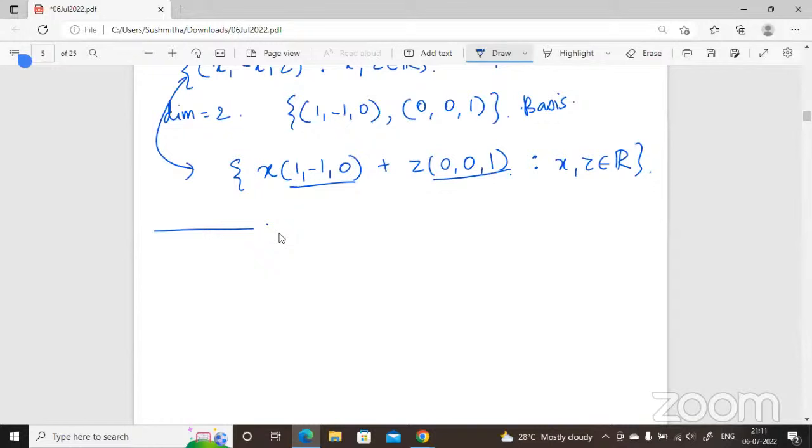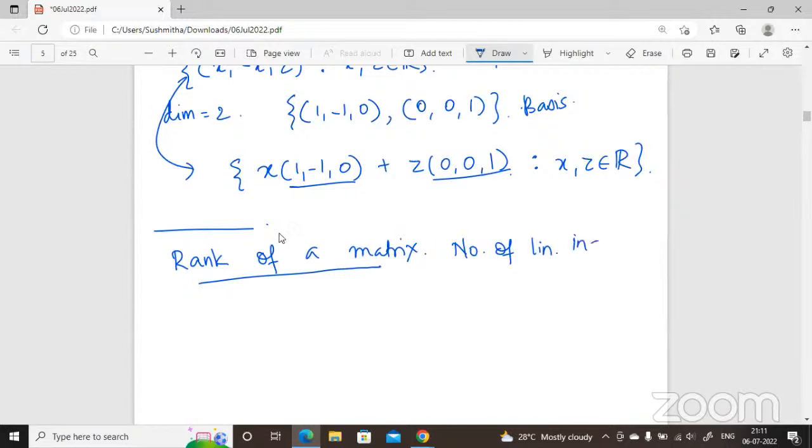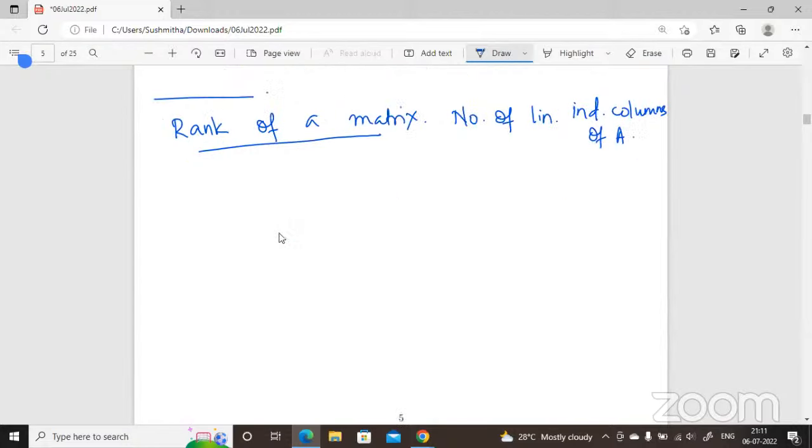Next, we have another concept of rank. Rank of a matrix. Let's get back to matrices. What is the rank of a matrix? Number of non-zero rows. Number of independent rows. Number of linearly independent columns. So we can say that the rank is the number of linearly independent columns.